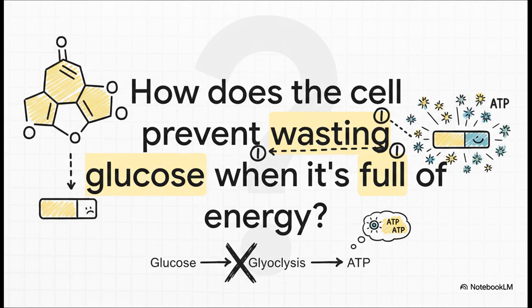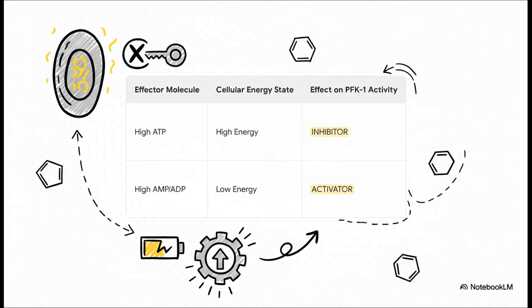It needs a way to check its own bank account, so to speak, and turn the whole process down when it doesn't need it. Well, the answer brings us back to our old friend PFK1. Remember that enzyme from the point of no return step? It turns out it's not just a one-trick pony. It's also the cell's main energy sensor.